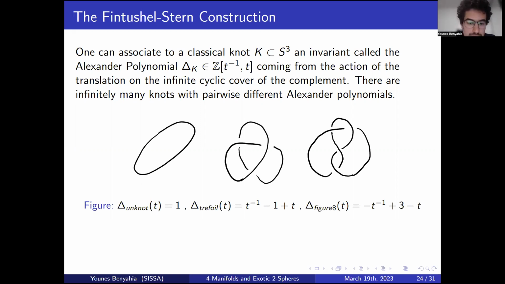So for example, the unknot has the polynomial 1. This knot is called the trefoil. I made a mistake, I think one of the crossings should be reversed, but okay, this will be T inverse minus 1 plus T. And this one will be the figure 8 knot. We'll have this polynomial: minus T inverse plus 3 minus T.